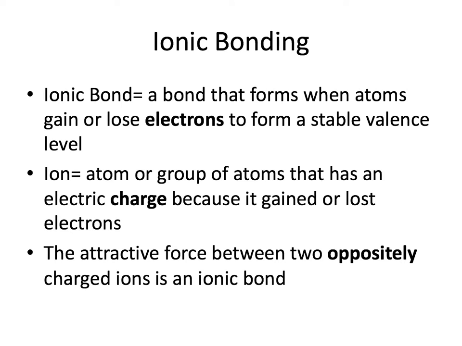The other type of bond is known as an ionic bond. An ionic bond forms when one atom gains or loses electrons to form a stable valence shell. An ion is an atom or a group of atoms that has an electric charge, so it's no longer a charge of 0, because it either gained or lost electrons. If it gains electrons, it's going to be negatively charged. If it lost some electrons, it's going to be positively charged. And because in an ionic bond one is positive and one is negative, the two are going to attract each other and they're going to be held together by an ionic bond.